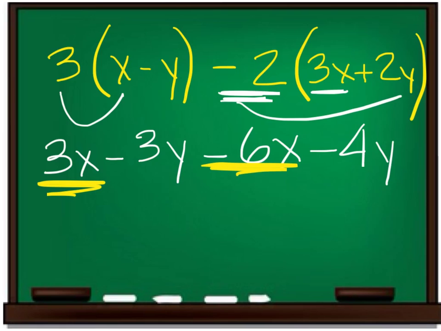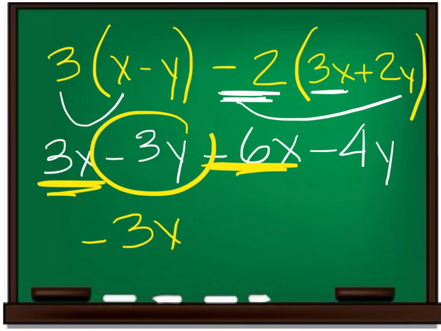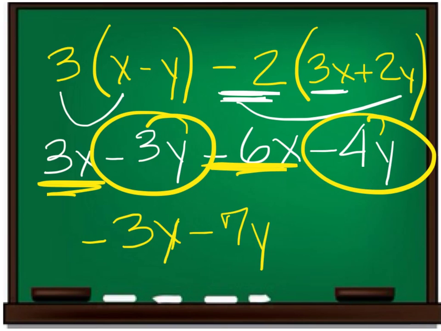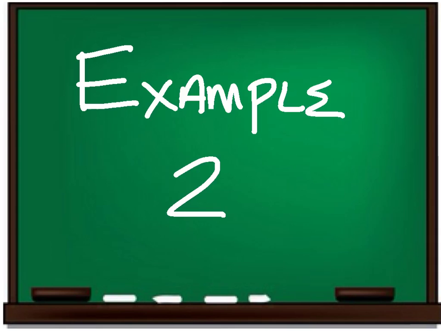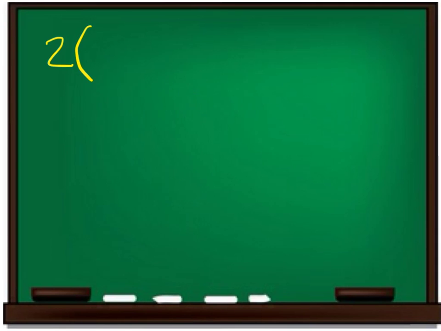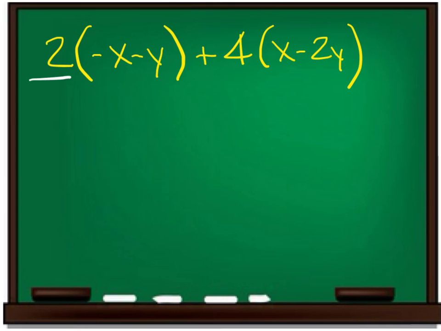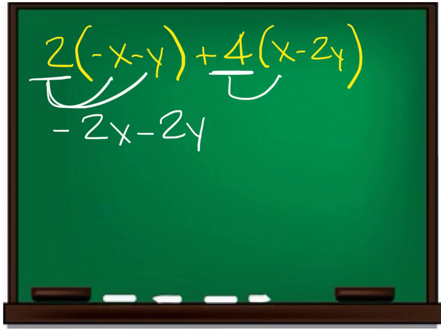3x minus 6x is a negative 3x. Negative 3y minus 4y. Minus 7y. Negative 3x minus 7y. Two times negative x is negative 2x. Two times negative y is minus 2y. And then 4 times x is 4x. 4 times negative 2y is minus 8y.